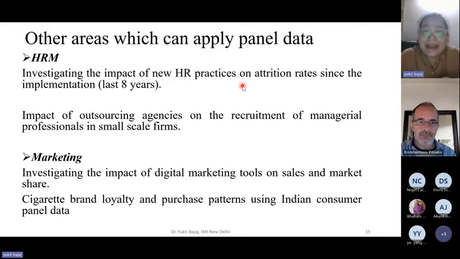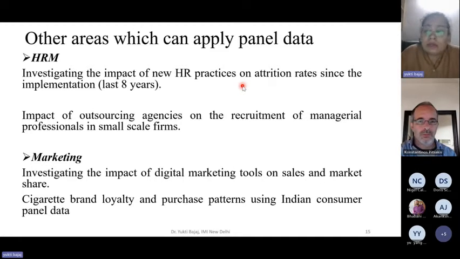So if there was an HR practice that was implemented, say, 5 years back, for, say, improving employee performance or reducing attrition rates, how you can do it is you can collect the data for the last 5 years it was implemented, and try to look at how it has impacted the performance or attrition and so forth, whatever you try to investigate.